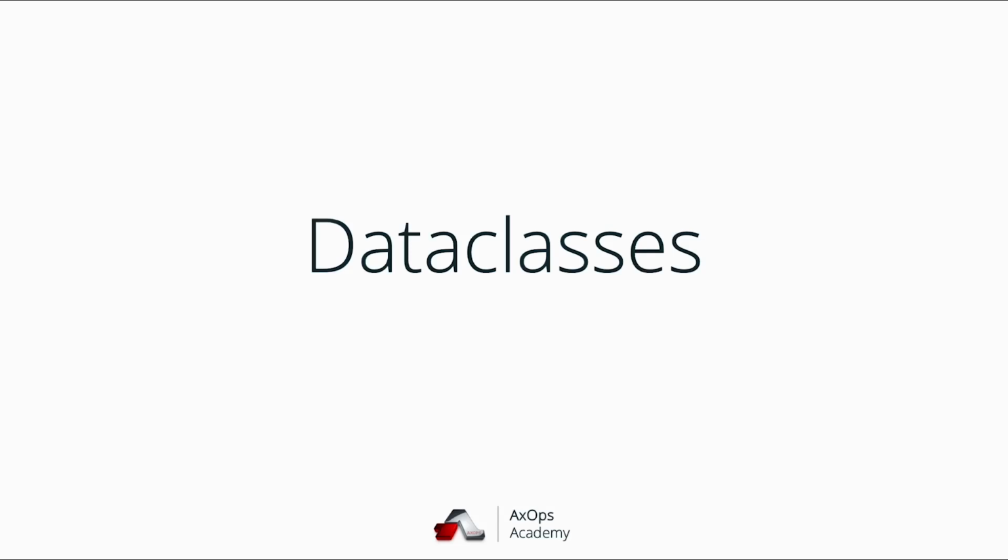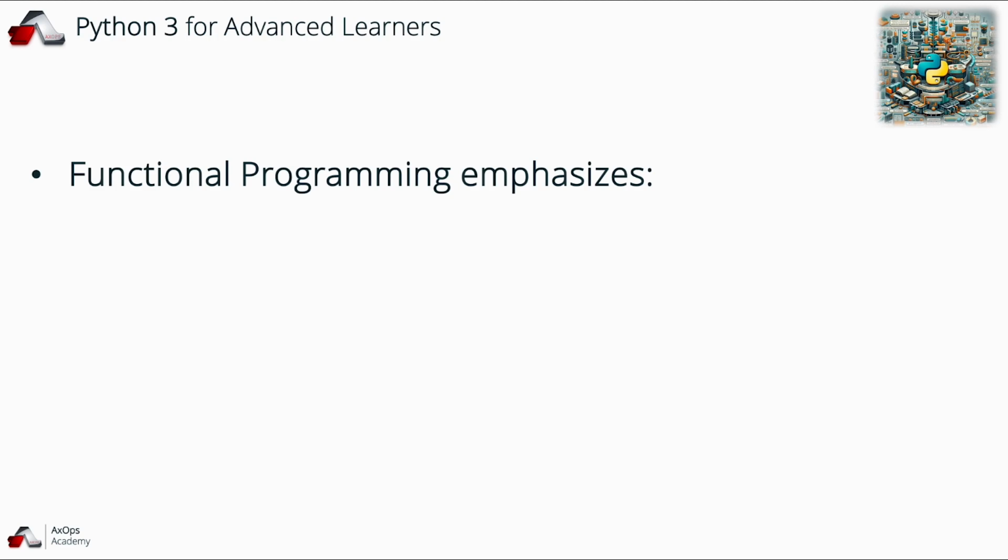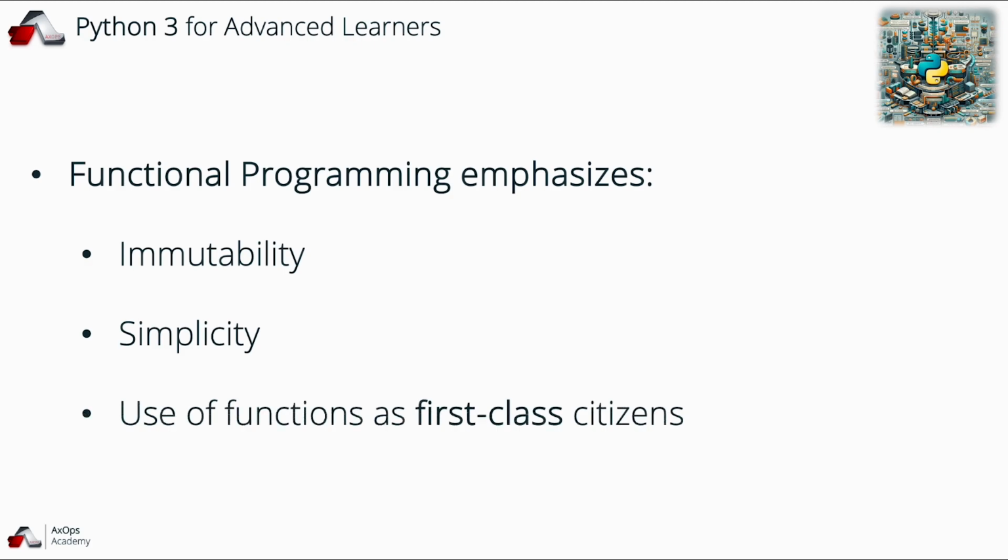In this lecture, we'll talk about Python's Dataclasses module, which is an essential tool introduced in Python 3.7 for simplifying class creation. Now, from a functional programming perspective, Python's Dataclasses module presents a unique blend of functional and object-oriented programming paradigms. Functional programming emphasizes immutability, simplicity, and the use of functions as first-class citizens. Let's explore how data classes in Python align with these principles and support a more functional style of programming.